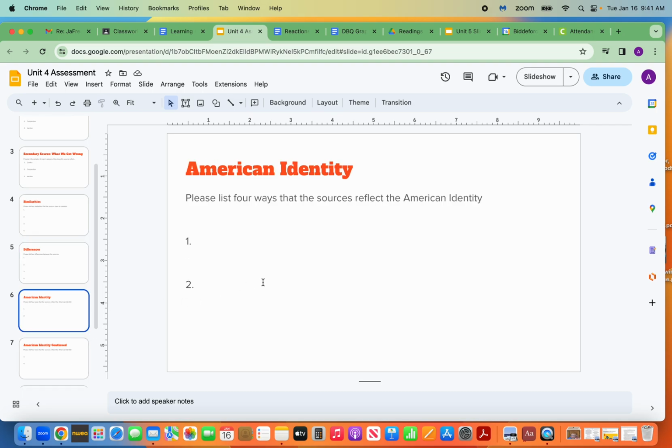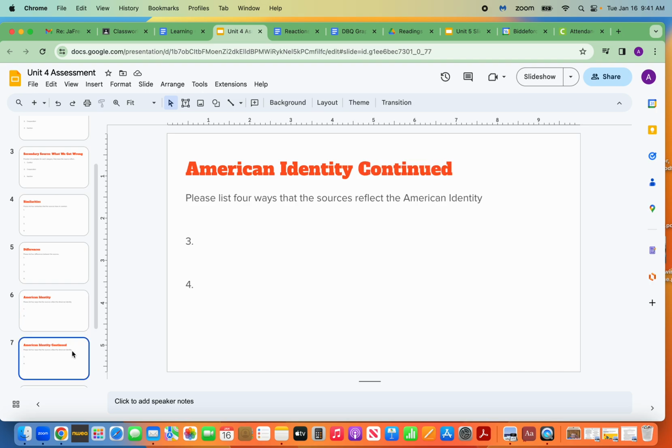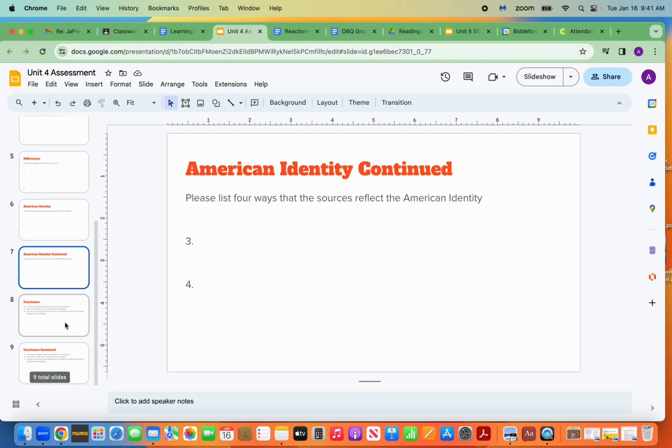Then in the next slide, you're going to talk about American identity and 4 ways that the sources, both the Reagan source and the What We Got Wrong source, reflect American identity. And again, go back to the American identity document here in order to figure out how the sources reflect that. So you have 2 slides here. One is for the first 2 ways that it reflects American identity. One is for the second 2 ways that it reflects American identity.